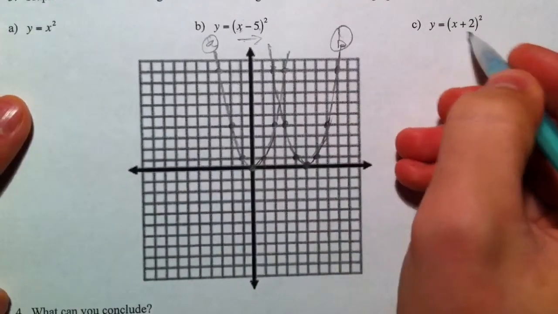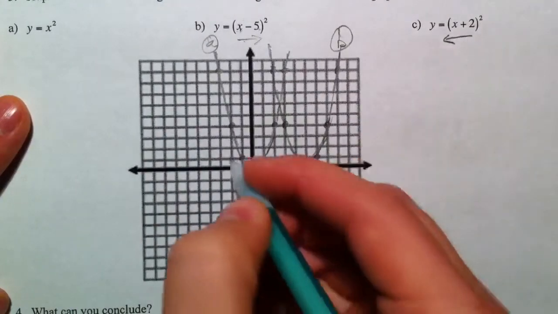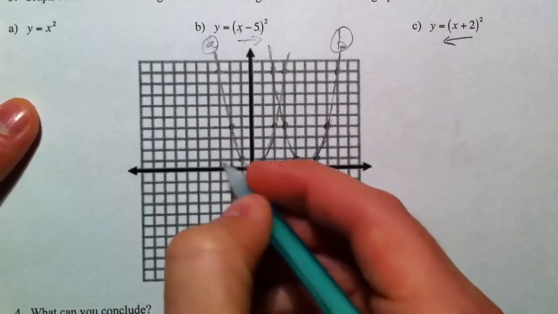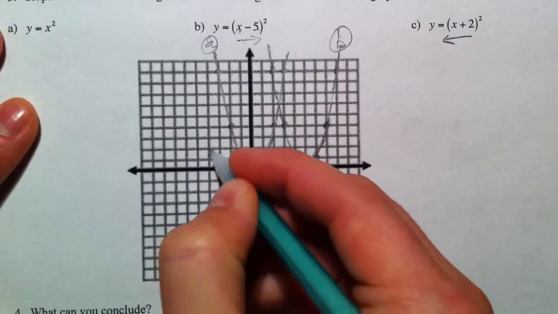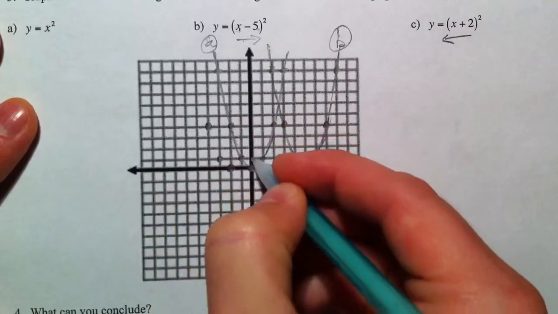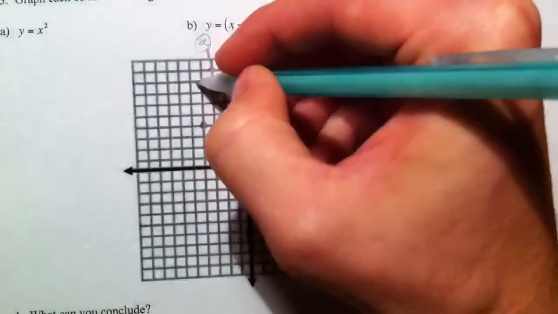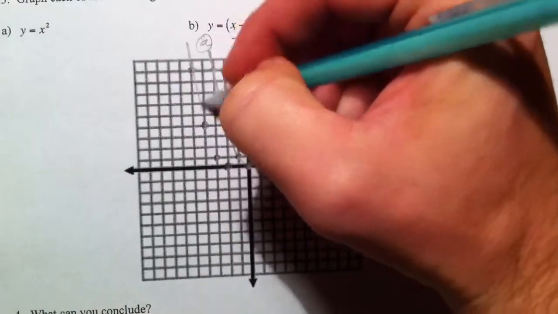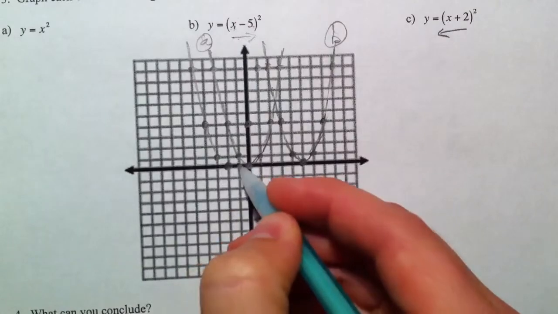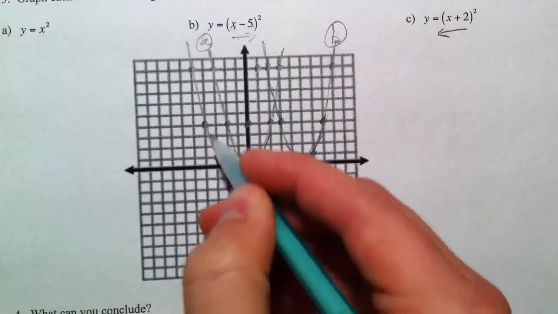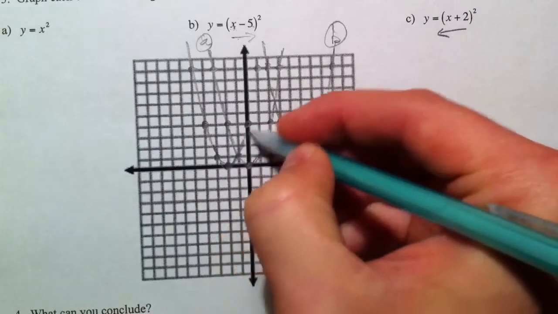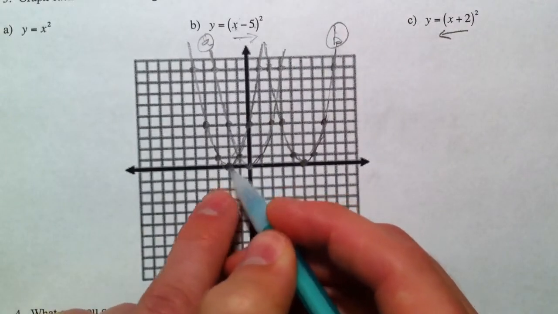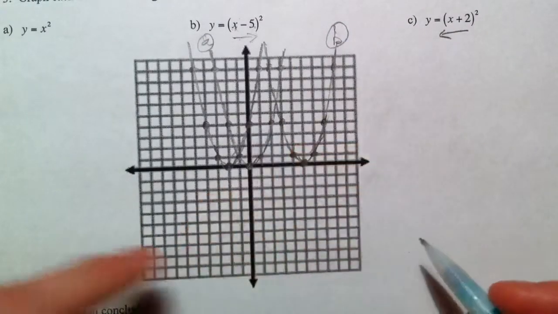In the same way, this plus 2 actually moves it to the left, because if you plug in a negative 2, you get 0. So when it's inside with the x like that, it's actually opposite. And notice how I'm still doing the exact same shape that we talked about, that basic shape. Left and right 1, 1 squared is 1. Left and right 2, 2 squared is 4. So from the vertex, I'm going all those same relative positions. 1 to the right, 1 squared is 1, 2 to the right, 2 squared is 4.